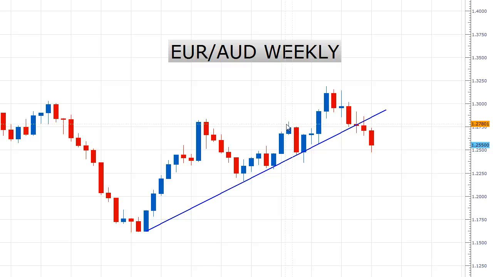Not that there's necessarily a trade set up now, but certainly I think worth having in the back of your mind is this EURAUD.